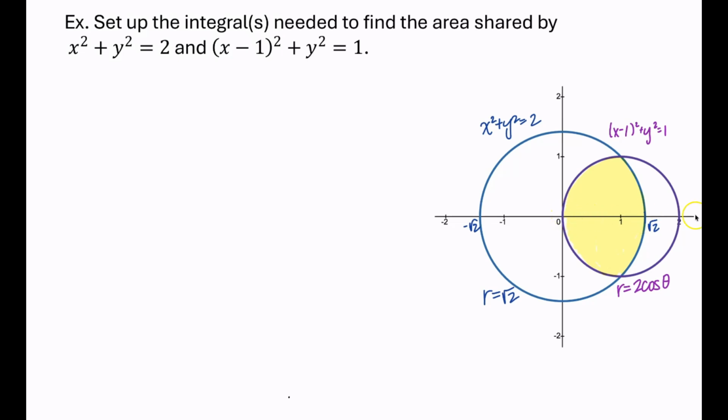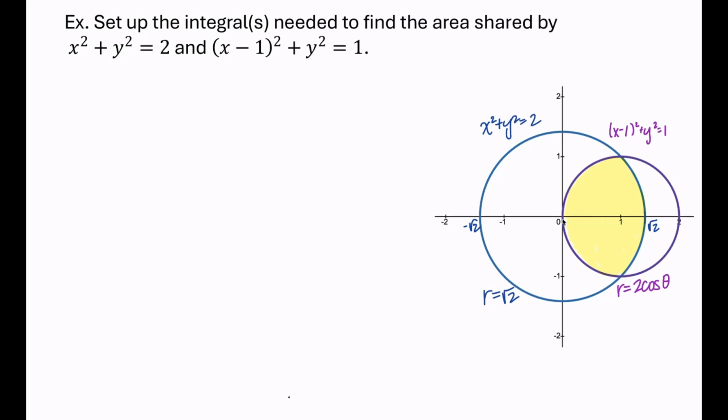So now, if I think about the angle 0, I can go ahead and create my sectors. At first, just hitting the circle r equals rad 2. Now we would need to find the point of intersection, because after that point of intersection, we would then be on the smaller circle r equals 2 cosine theta. So we are going to go ahead and move forward with doing this in terms of polar.